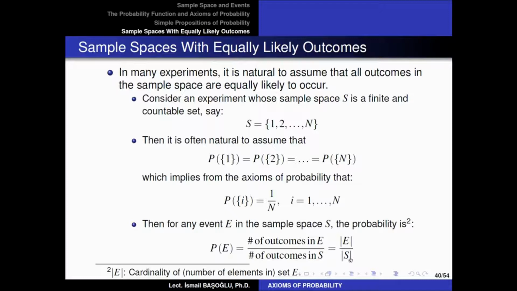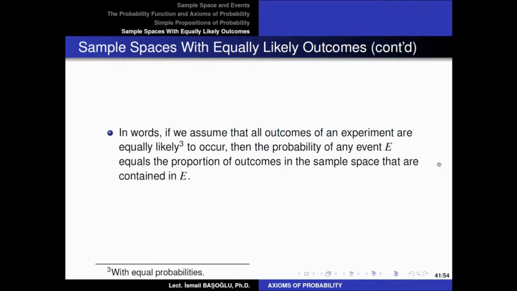sample space. So basically, if we want to summarize the learnings here, if we assume that the outcomes of an experiment are all equally likely to occur, so equally likely means with equal probabilities, with equal chances, then the probability of any event E equals the proportion of outcomes in the sample space that are contained in E. So the probability of an event would be proportional to the number of outcomes in that event subset.